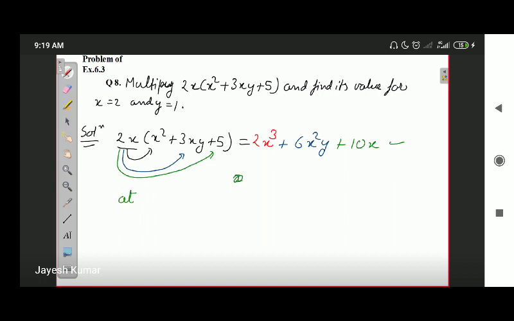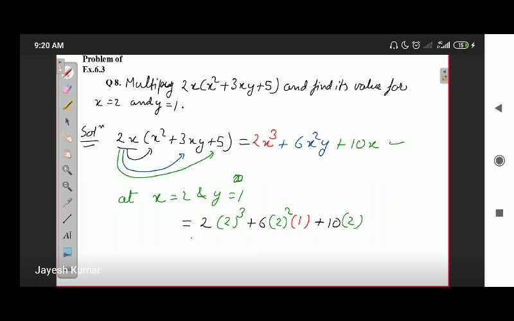Now what happens when the value of x is 2 and the value of y is 1? We are going to substitute the values. In place of x you write 2 cube, plus 6, again in place of x you write 2 square, and in place of y you write 1, and lastly plus 10 in place of x again 2.